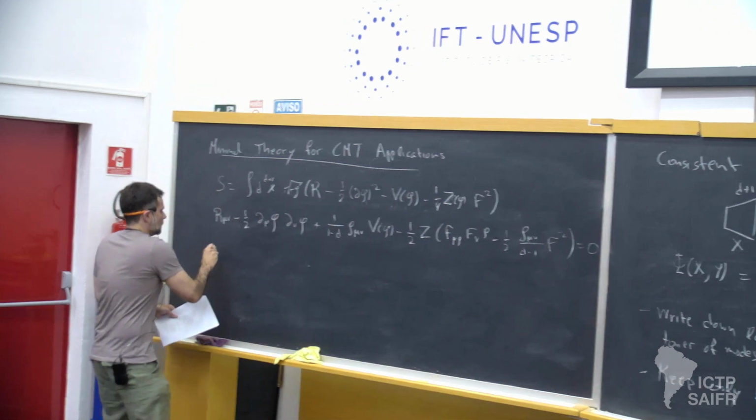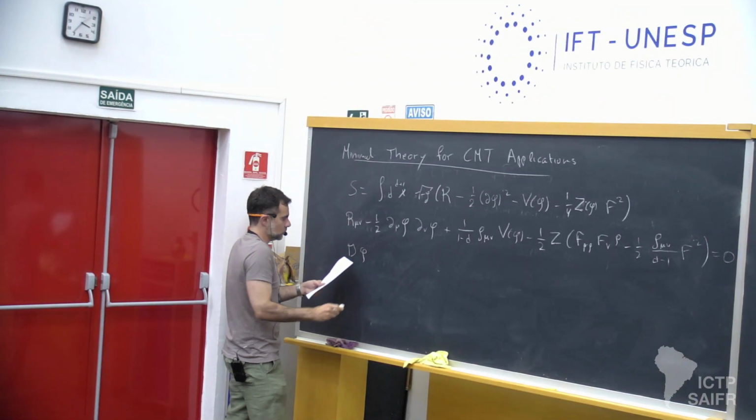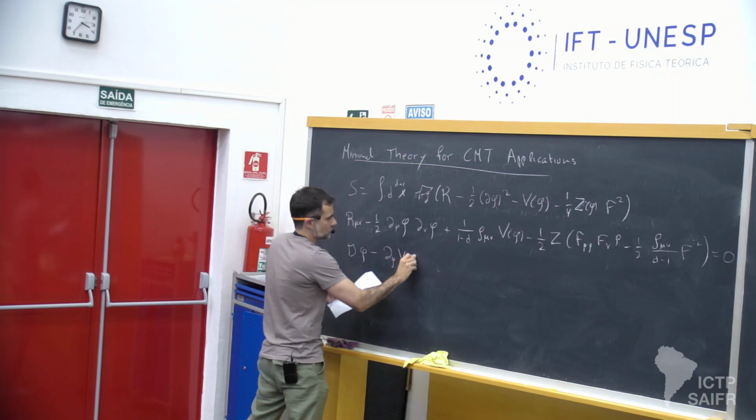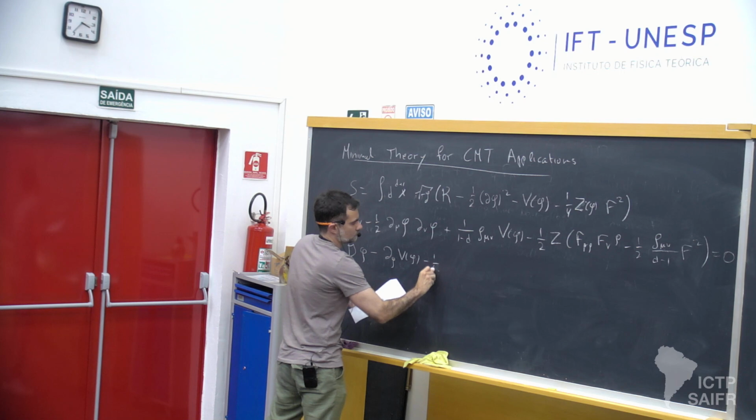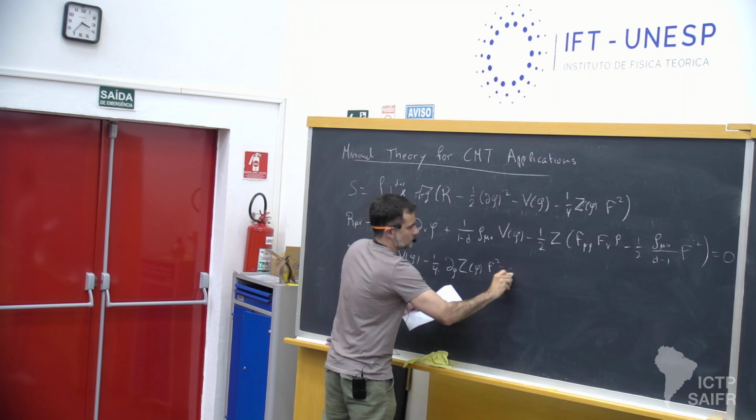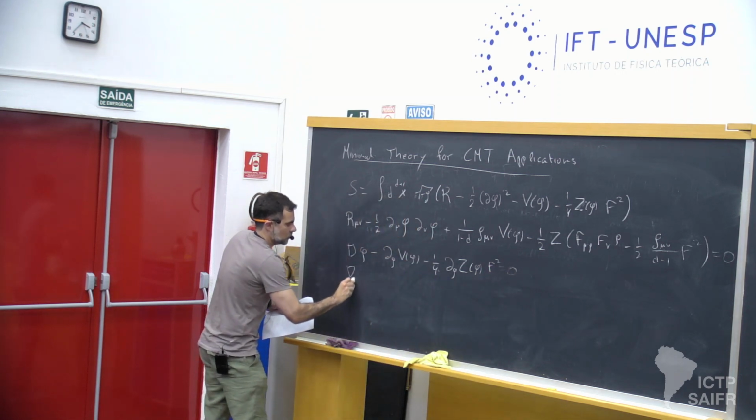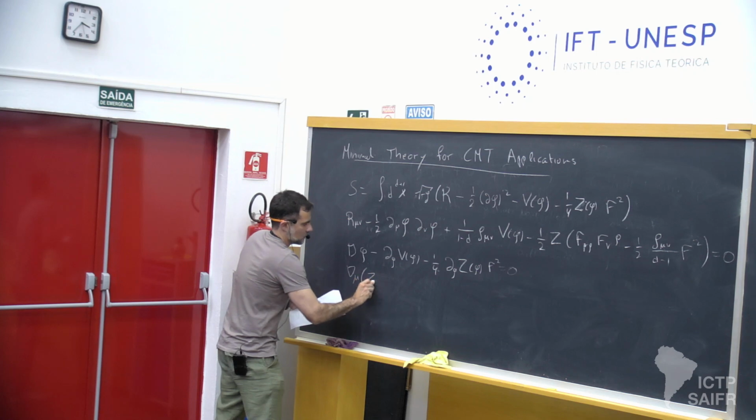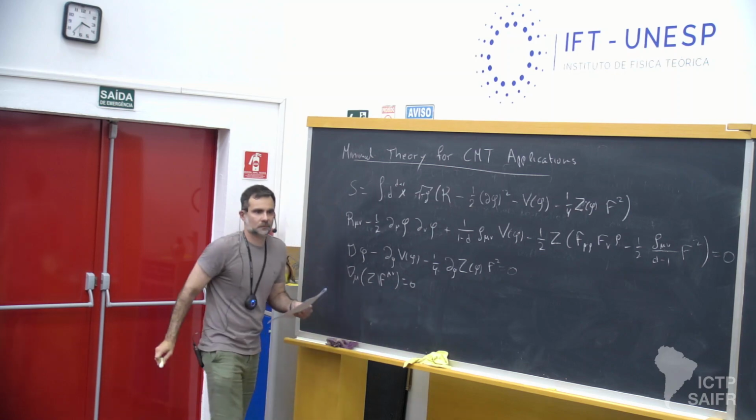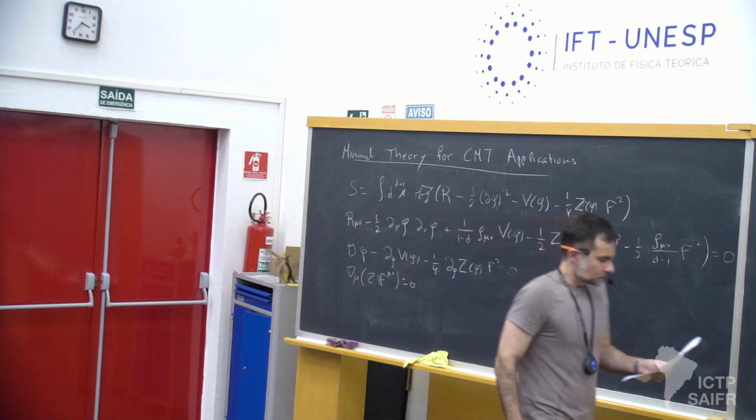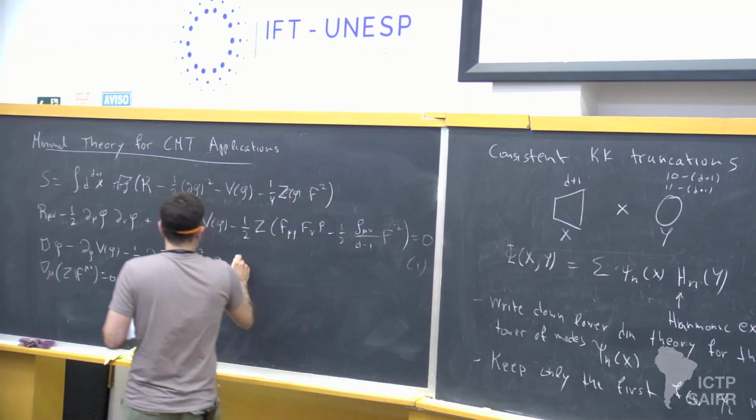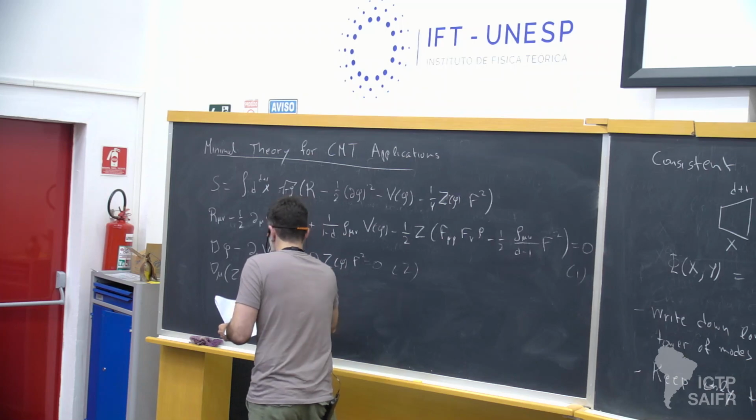Zero. You can write down the equation of motion for the scalar field. This is the derivative with respect to phi. And you can also write down the equation of motion for the gauge field. Okay? Now, let me call this equation 1, 2, and 3.